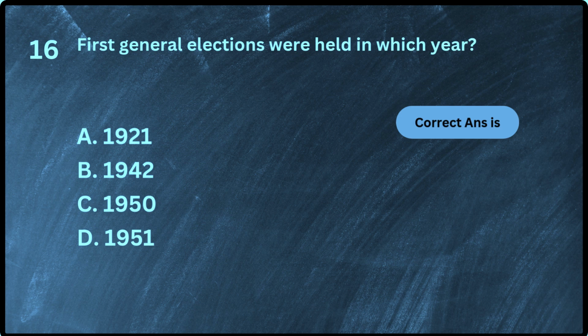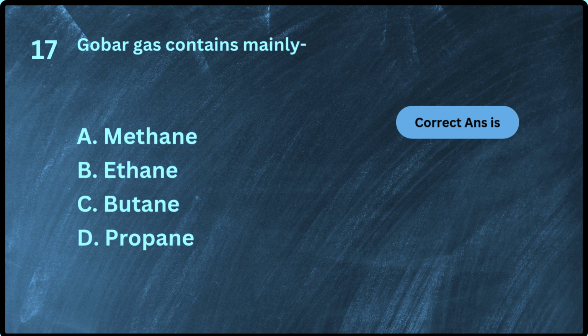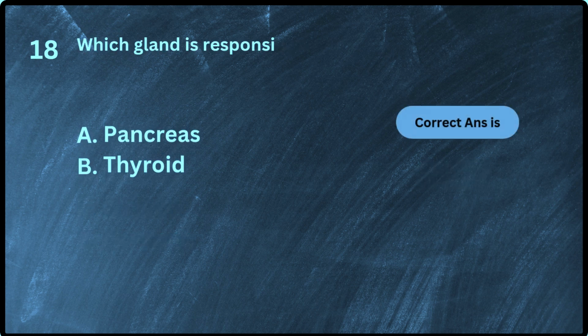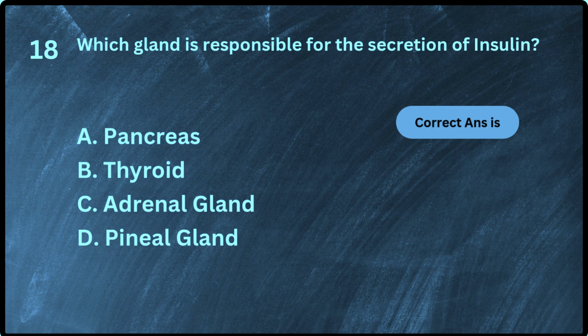First general elections were held in which year? Correct answer is option D. Gobar gas contains mainly. Correct answer is option A. Which gland is responsible for the secretion of insulin? Correct answer is option A.